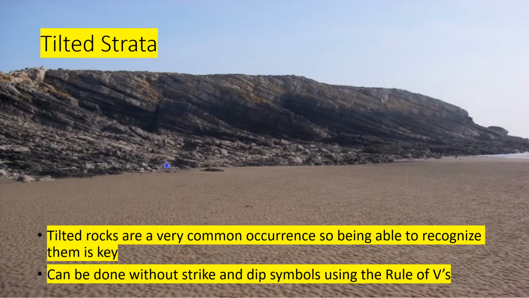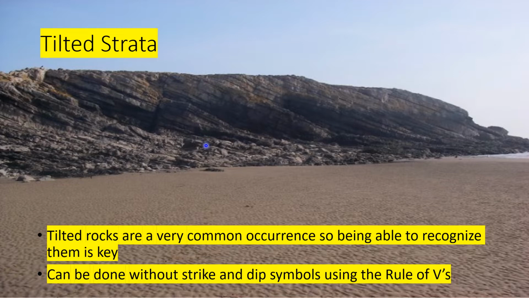All right, so a very common deformation is going to be rotation. Okay? So y'all remember the law of original horizontality. So that means layers are put down horizontal. So that's not what's going on here at all. All right, these layers are definitely not horizontal. So that means they must have been deformed. Okay? So how do you recognize that?